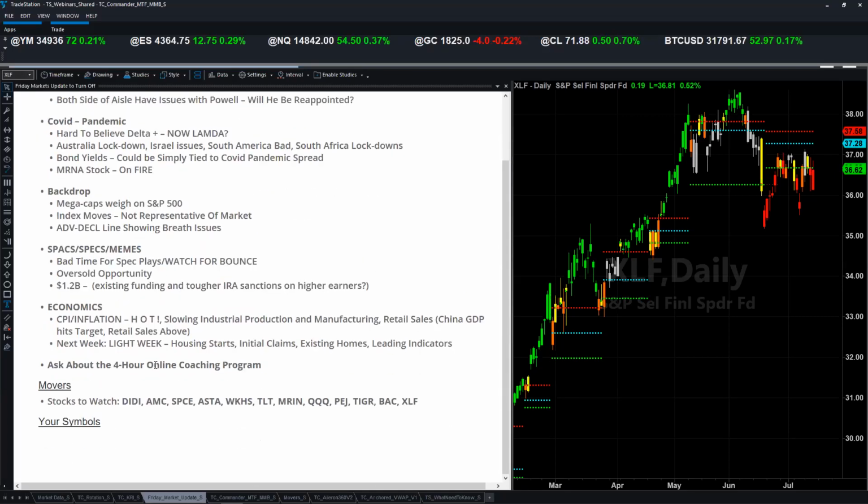Okay, so there are some oversold opportunities there. We'll go through some of those that could see a bounce move right now. And when those bounces happen, oftentimes they are pretty significant.